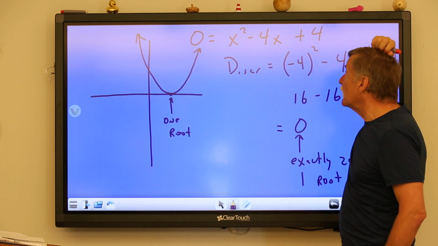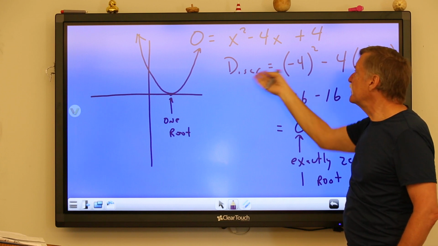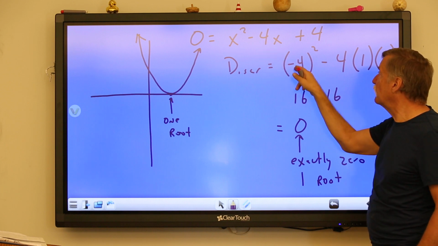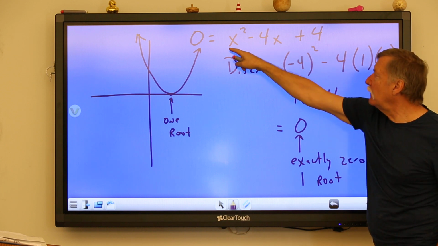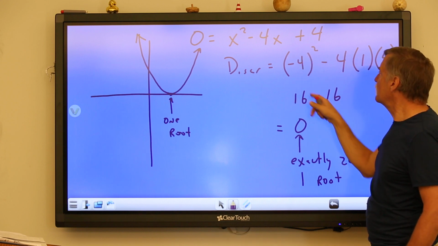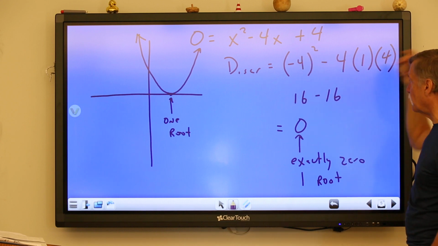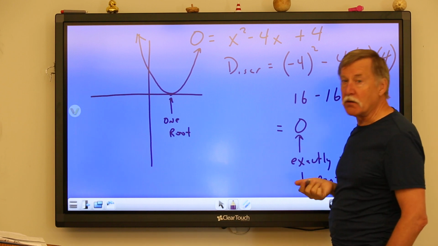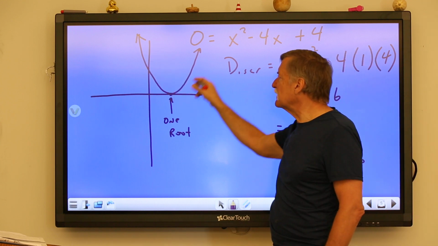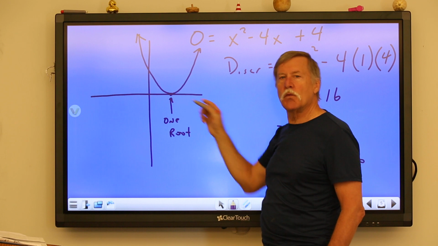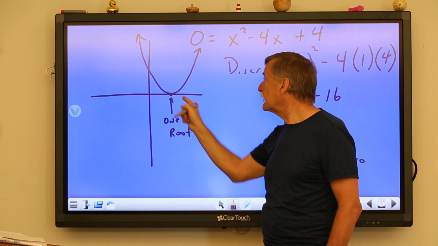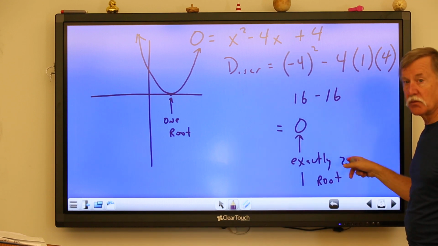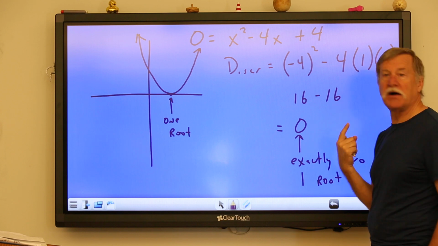Here, the equation x squared minus 4x plus 4. We find the discriminant, b squared minus 4ac: minus 4 squared, minus 4 times a, 1, times c, 4. We do the math: 16 minus 4 times 4 is 16, so 16 minus 16. The discriminant is exactly 0. If we were to graph this, it would look something like this. And you would see that there is one solution for x, where it hits the x-axis, at 2. Which gives us a clue that when the discriminant equals 0, we have exactly one possible root.